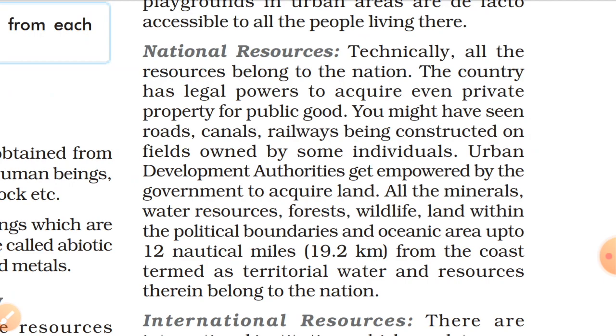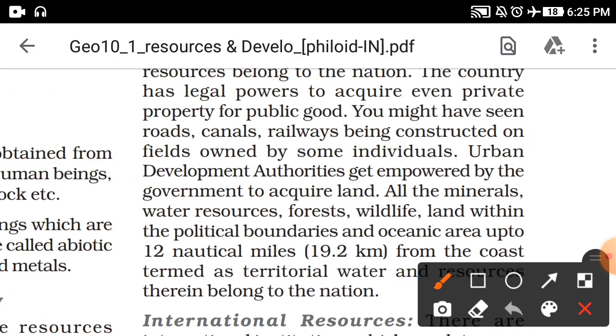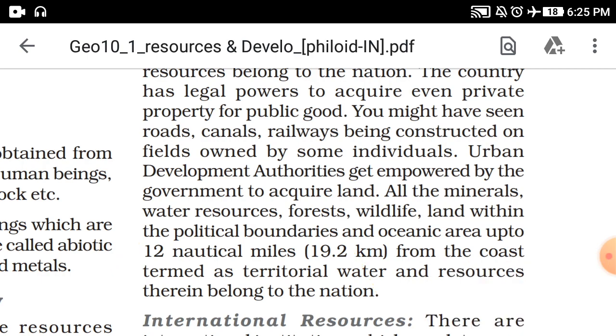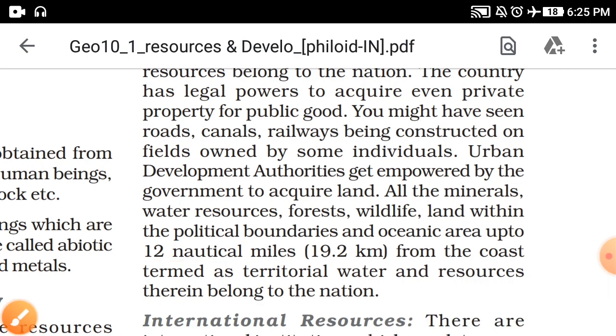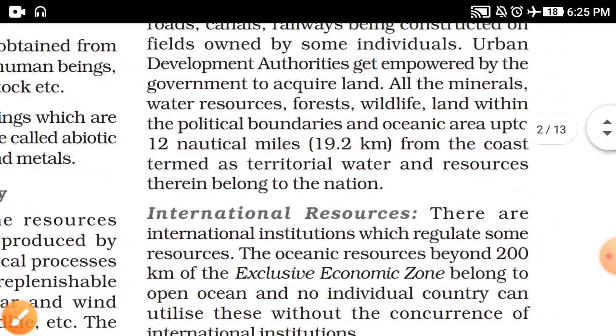Urban development authorities get empowered by the government to acquire land, all the minerals, water resources, forests, wildlife, land within the political boundaries and oceanic area up to 12 nautical miles. This, that is 19.2 kilometers from the coast, is termed as territorial water, and resources therein belong to the nation. So the thing you have to remember, guys, is this 12 nautical miles from the coast. Okay, these are the examples of national resources.